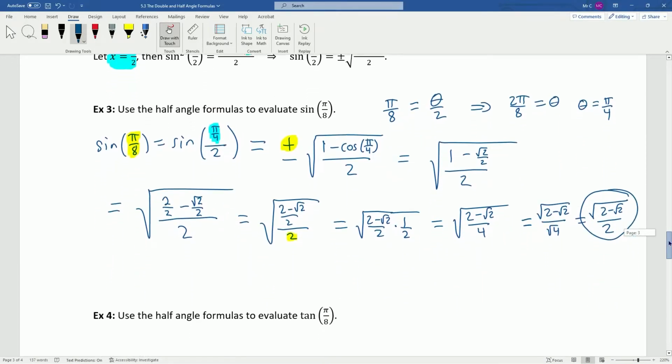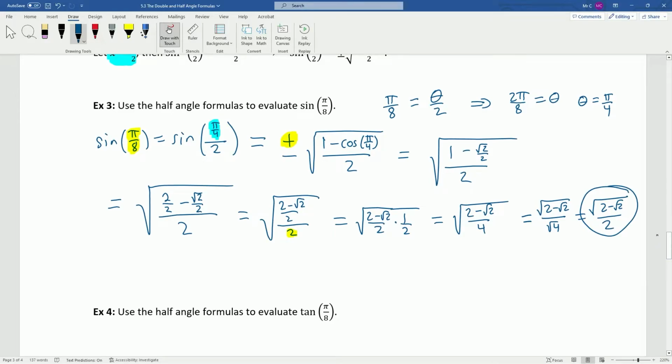Okay, so the algebra can get a little bit tricky in some of these half-angle formulas. Got to just be really careful with what you're writing and take it step by step. The smaller steps you break it down to, the less likely you are to make mistakes along the way.